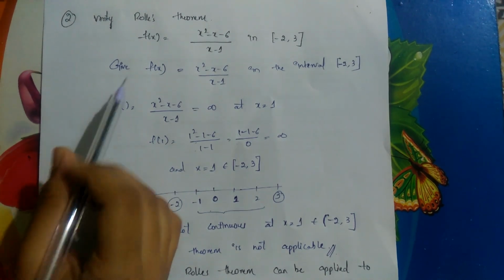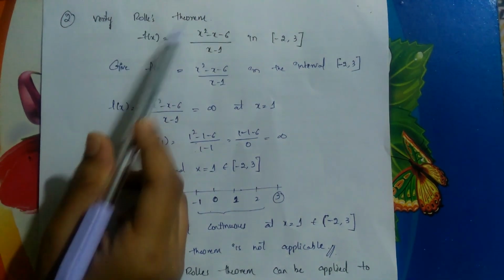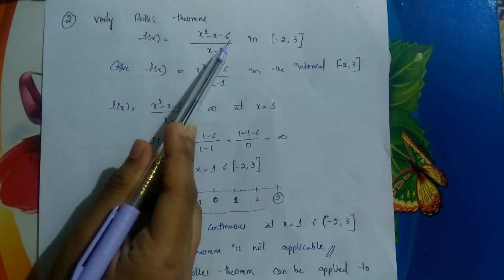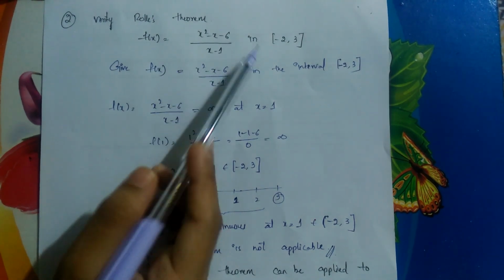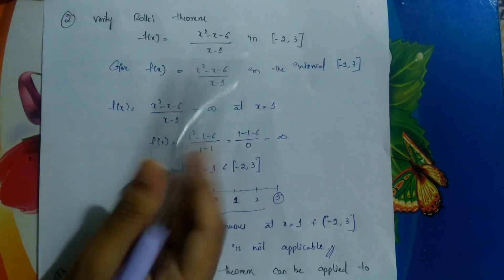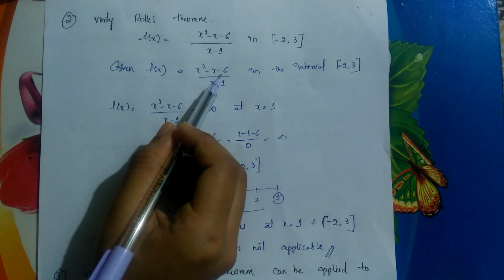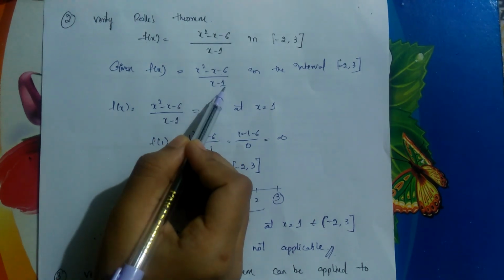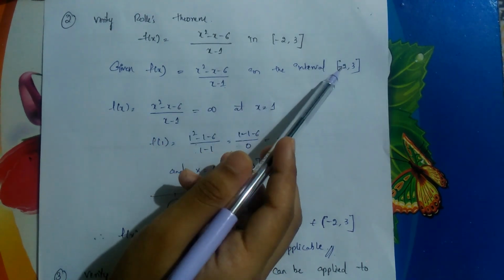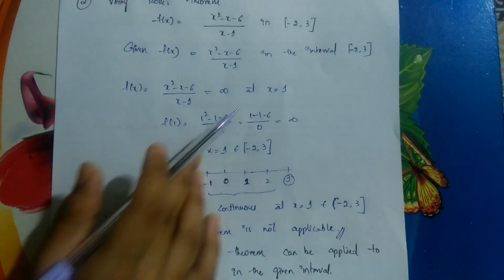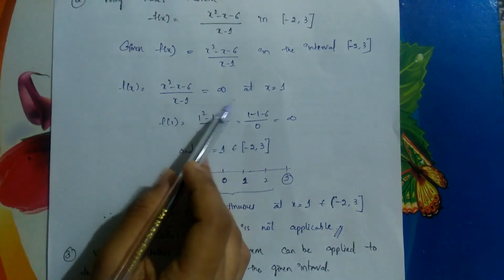Here we go with second problem, that is verify Rolle's theorem for f of x. The function is x square minus x minus 6 by x minus 1 in the interval minus 2 comma 3. So given f of x is equals to x square minus x minus 6 by x minus 1 in the interval minus 2 comma 3. So we have to check here whether it's continuous or not.